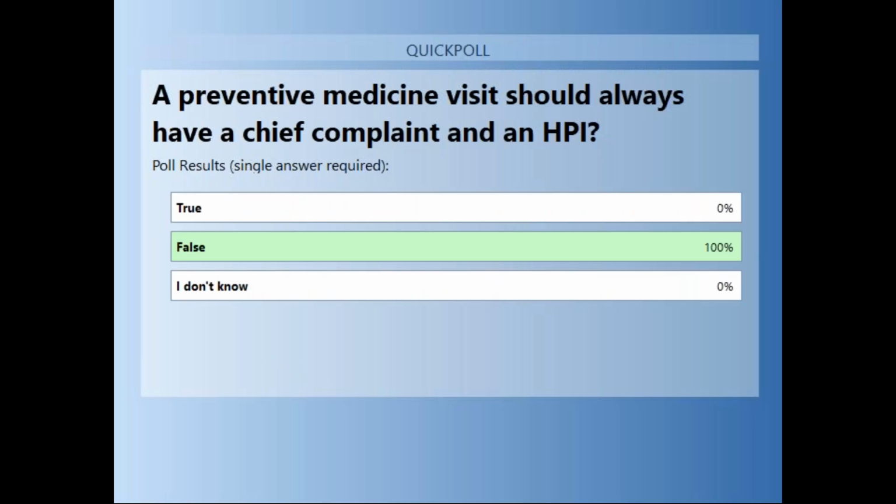Shay, 100% of who answered this question says the answer is false. Awesome. Great job. Yeah, the preventive medicine does not have that chief complaint or an HPI. And it's kind of confusing for providers, and in a lot of note templates, you'll see that they have to fill out a chief complaint, even if it's a preventive medicine visit. And they can always just put, the patient's here for their annual preventive medicine visit, or if that is a Medicare patient, they could even put the patient's here for their IPPE or their annual wellness visit. So you guys are correct that chief complaint and HPI is just for the problem-oriented visits, not for the preventive medicine.